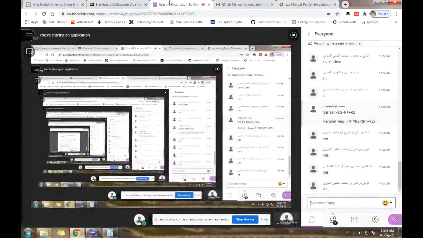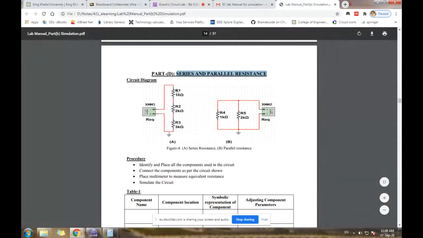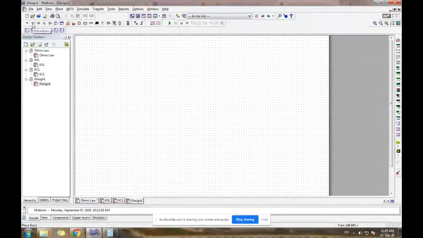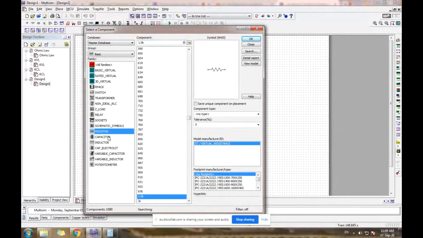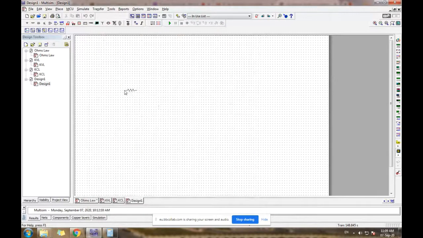So we will construct the circuit. There are three resistances R1, R2, R3 in series, and R4 and R5 in parallel. We will measure the equivalent resistance from the multimeter. Okay, so let us construct this circuit. First, let us take a resistor. Okay, so it is 1 kilo. Another one should be 2 kilo, another one 3 kilo, and again 1 kilo and 2 kilo. So let us rotate this.